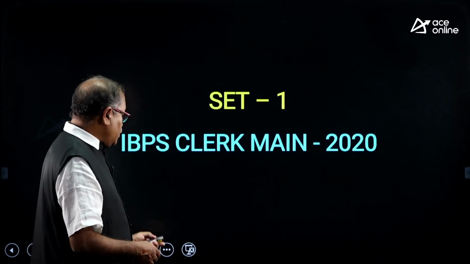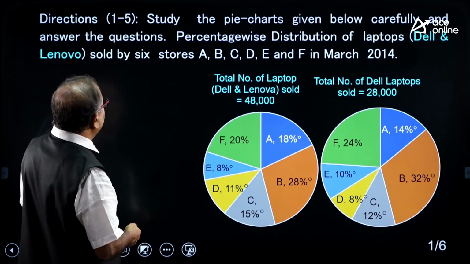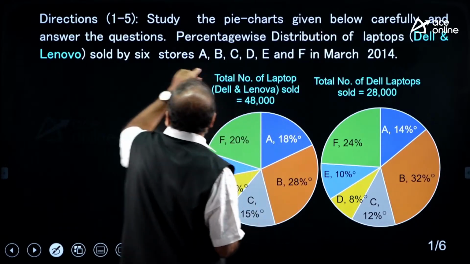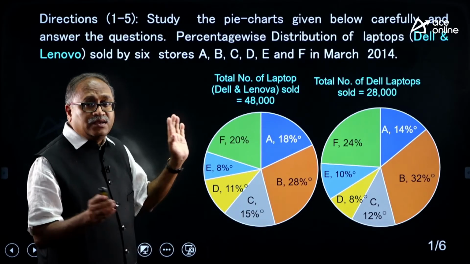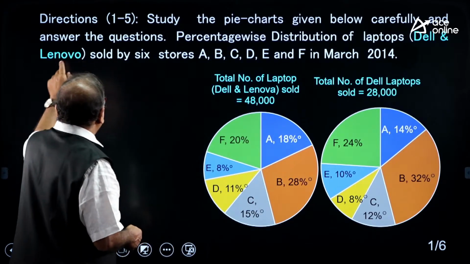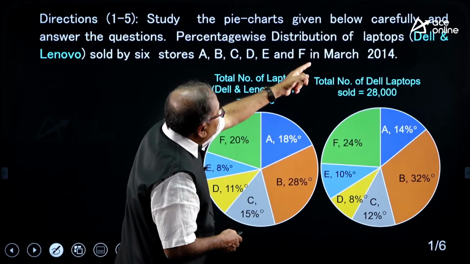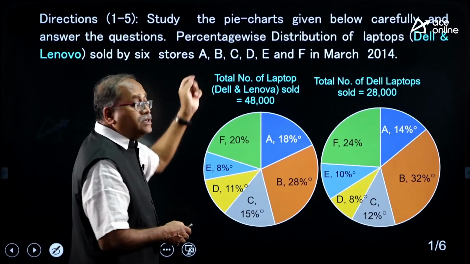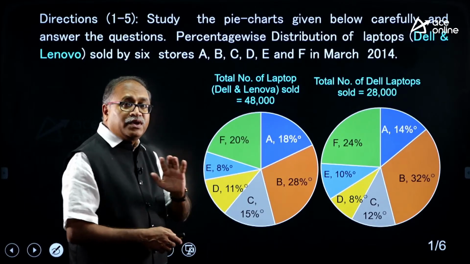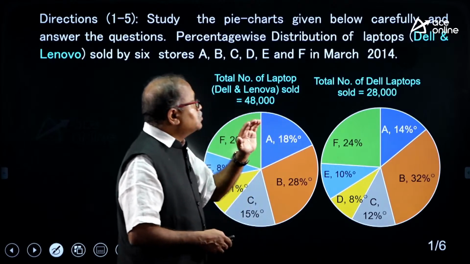Okay, my dear friends. So, what is the question here? What is the information given over here? Study the pie chart given below carefully and answer the questions. Fine, it is a general statement. The percentage wise distribution of laptops, Dell and Lenovo, sold by 6 stores. There are 6 stores, A, B, C, D, E, F, and the percentage wise distribution of A to F is in the month of March 2014.